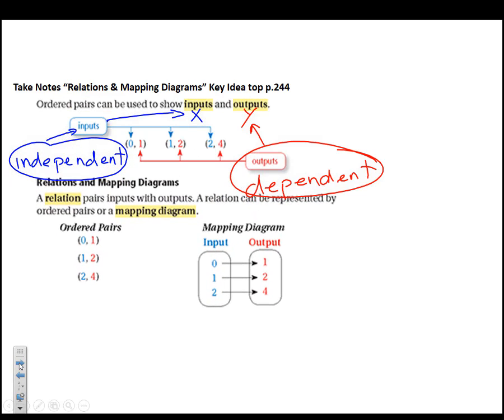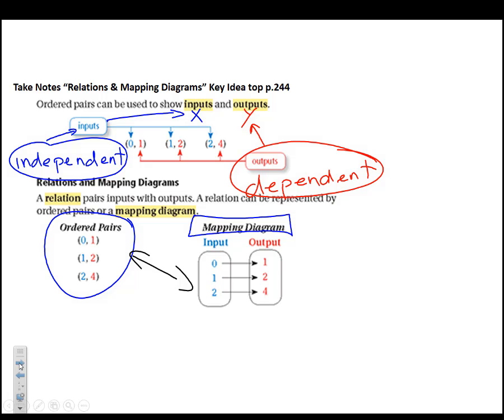And then we move on to taking a relation. A relation pairs inputs with outputs. It just makes a pair. You can list it two ways. One, you can use our ordered pairs, or two, something new called a mapping diagram, in which we say here's our inputs, here's our outputs, and we draw arrows to those numbers. All right, we're going to learn today how to go back and forth between them.